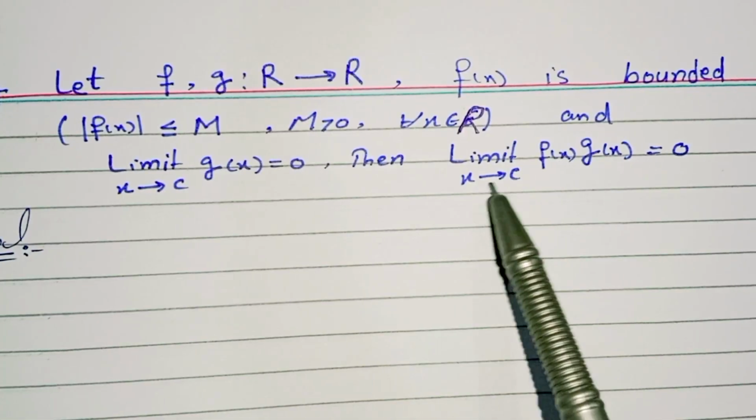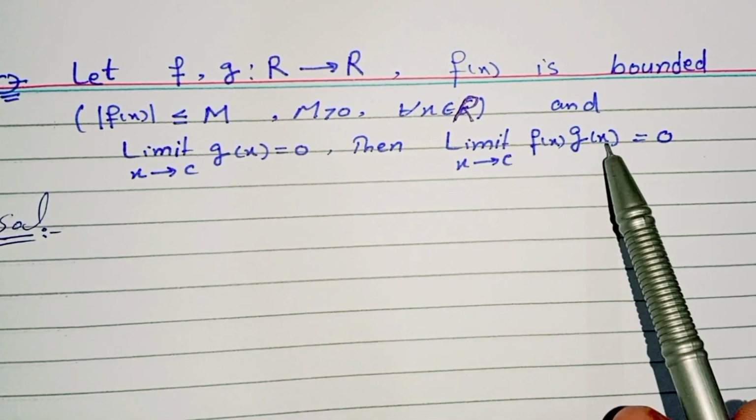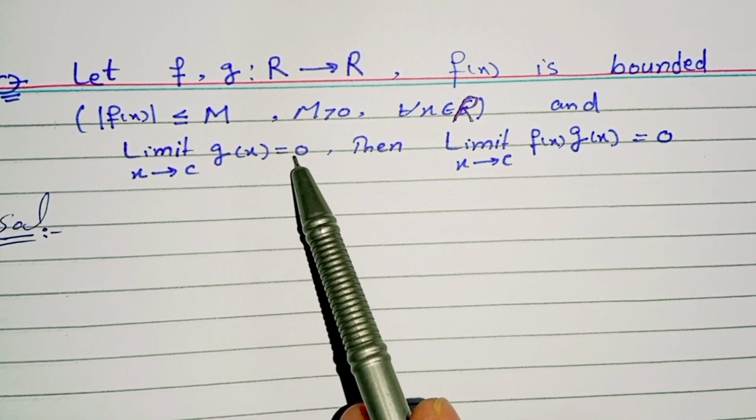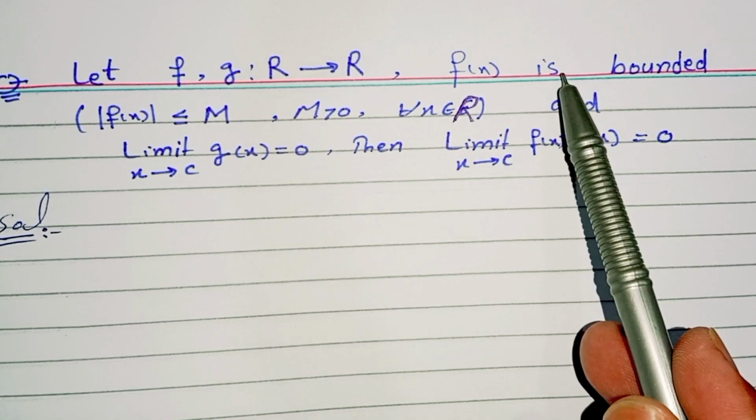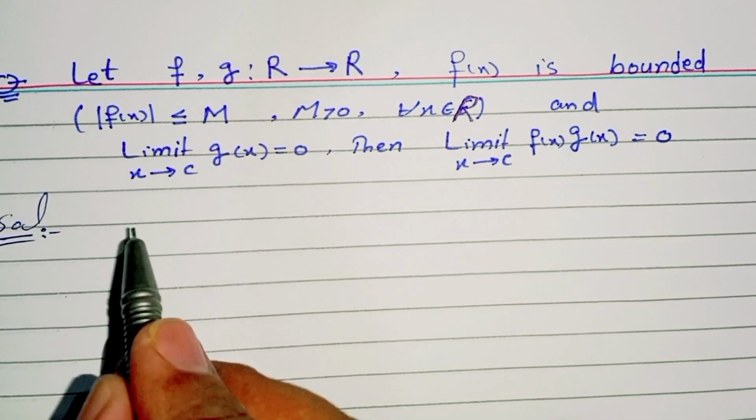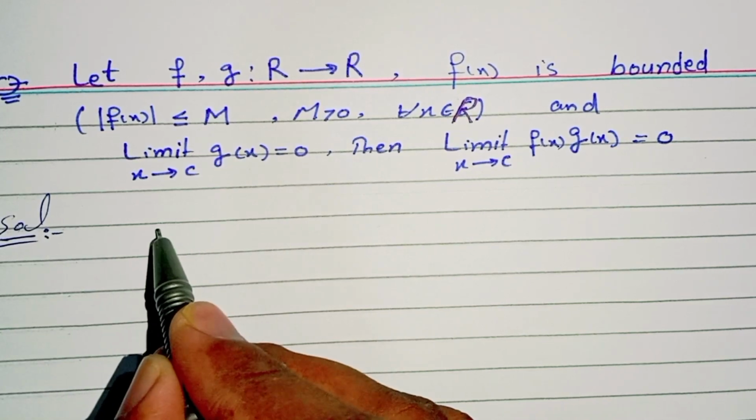Bismillahirrahmanirrahim. Here we show that limit x approaches c of f(x)g(x) is equal to 0. We are given that limit x approaches c of g(x) is 0 and f(x) is any bounded function. Now start the solution.